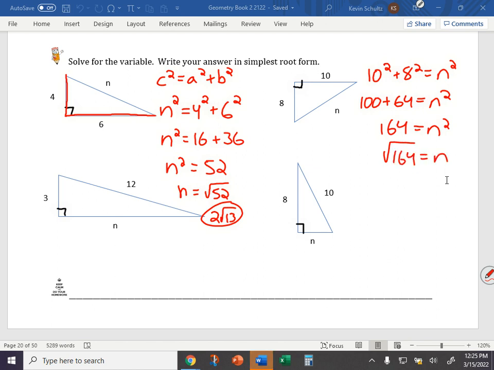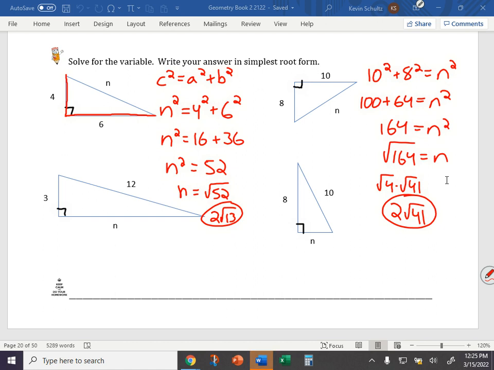The root of 164 equals n. And how does that one simplify? Great. 2 root 41. So 4 times 41 equals 164. We have that perfect square of 4, and we get 2 root 41 as an answer.